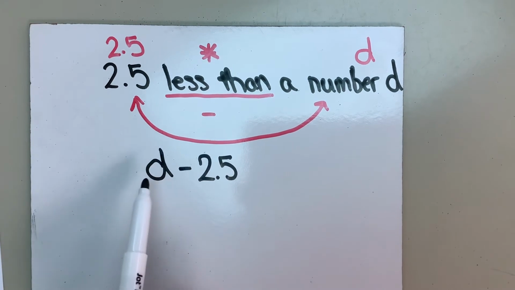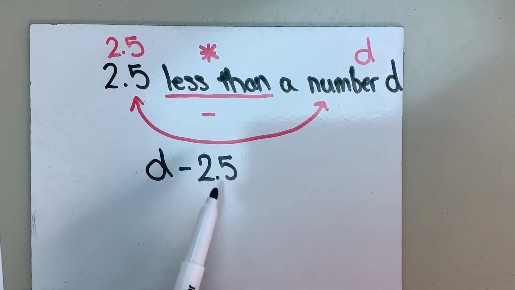Okay, D is your variable. 2 5/10 is your constant. And there are 2 terms.